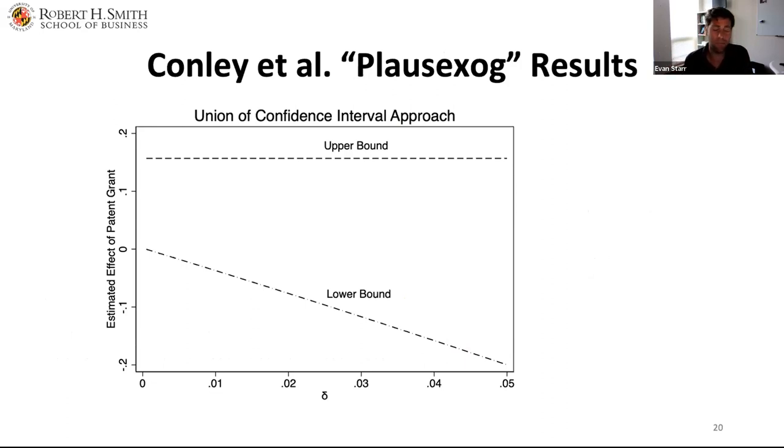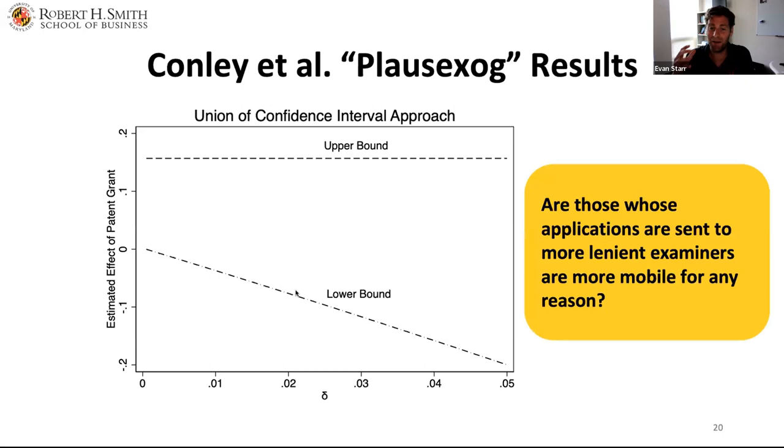And here are our point estimates on patent. Here's the range of estimates for patent grants for different levels of gamma. If gamma is zero, you can see our point estimates here are slightly above zero. This is the 95% confidence interval, and you can see that the lower bound here drops off. So if gamma is positive at all, then we're going to lose significance at the 95% confidence level.